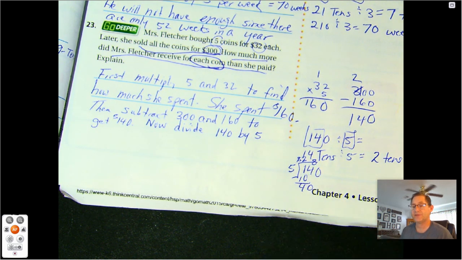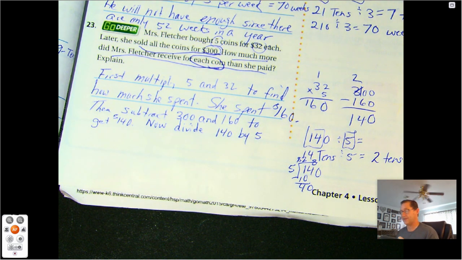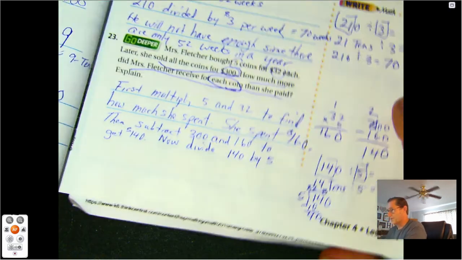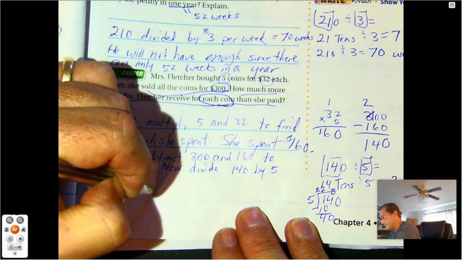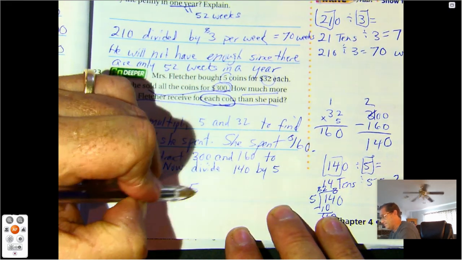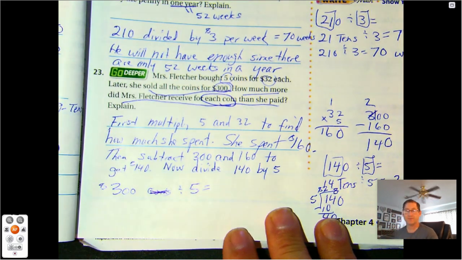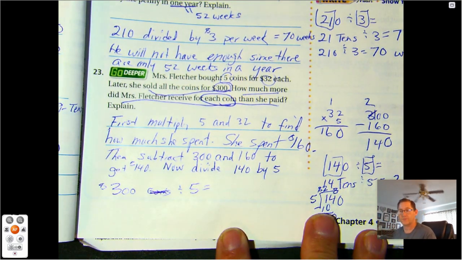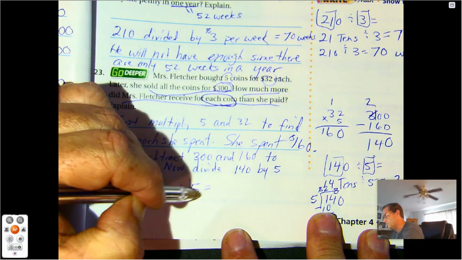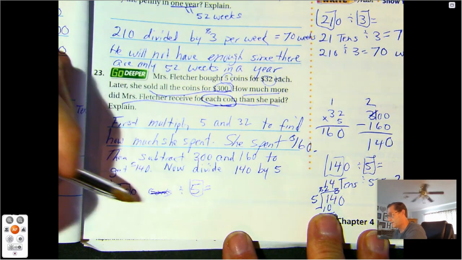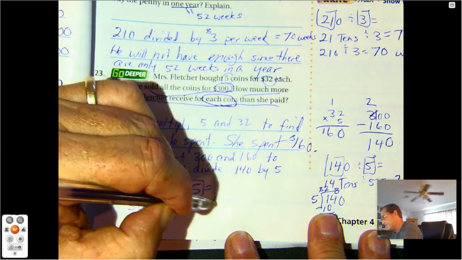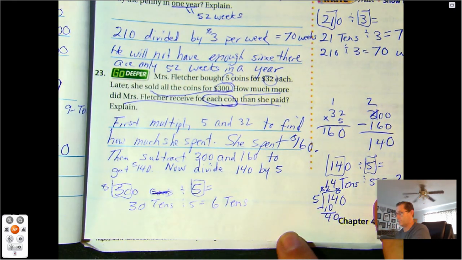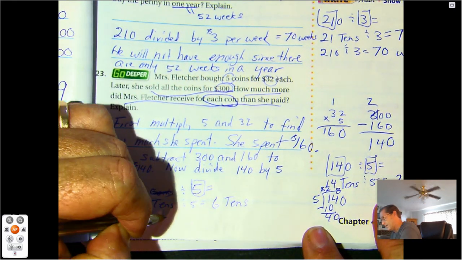So let's look at doing it this way. If she sold all the coins for $300, divided by 5, she has 5 coins. So let's figure out the amount she receives per coin when she sells them. 30 divided by 5. So 30 tens divided by 5 is 6 tens. So 300 divided by 5 is 60. So she received $60 a coin.